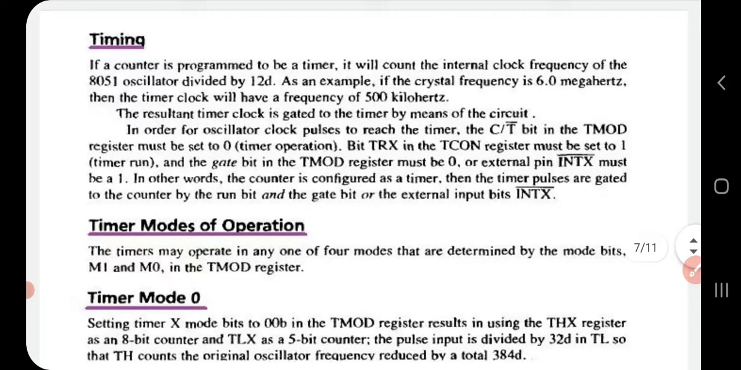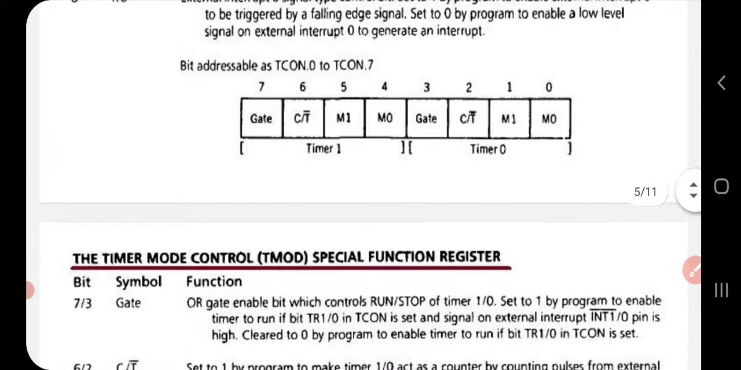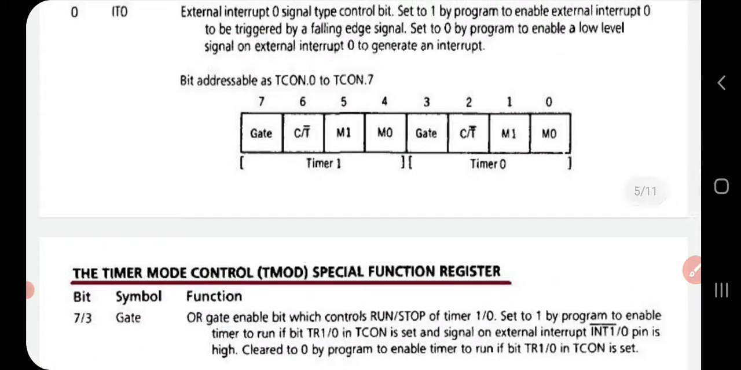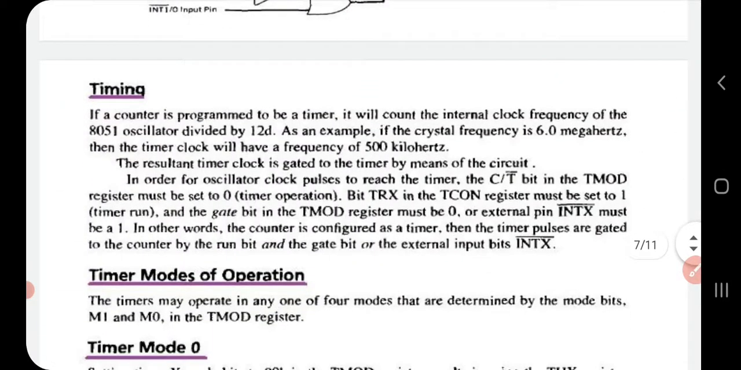In order for the oscillator clock pulses to reach the timer, the bit C/T bar, a bit in the TMOD register, you can see it in the TMOD register, C/T bar, the sixth bit, in that bit in the TMOD register will be set to 0, whereas the bit TRx in the TCON register will be set to 1. These are the configuration setup, and the GATE bit in the TMOD register will be 0.